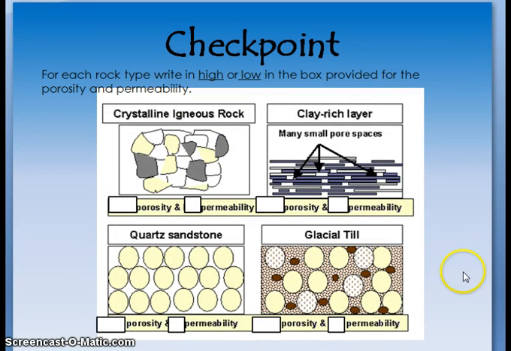So what I would like you to do here, we have 4 different rock types. I'd like you to write in, you can do an H or an L. Does this have a high porosity, a low porosity, a high permeability, or low permeability? So you're going to do that for all 4, and then pause the video right now so you can check your work.